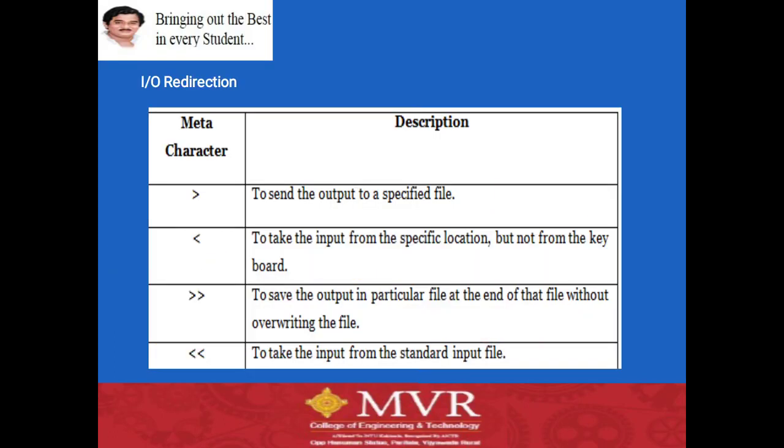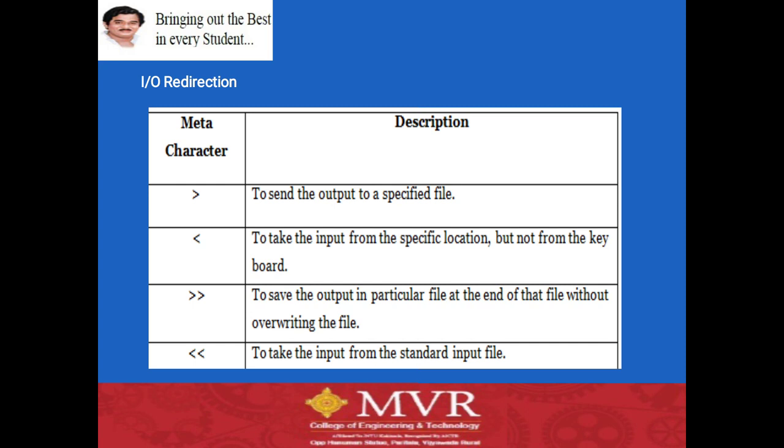And I am going to the second category, that is called IO redirection meta characters. So these are also we have discussed earlier, but we don't know that these are IO redirection meta characters, and these are again 4 types: greater than, less than, double greater than, and double less than. So what is the greater than symbol? It is used to send the output to a specified file.